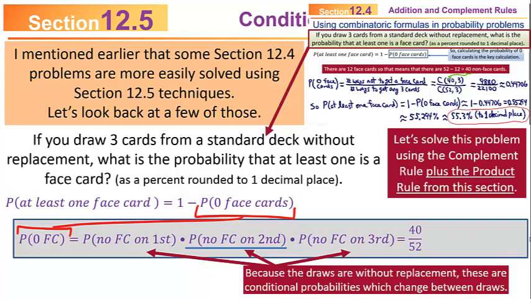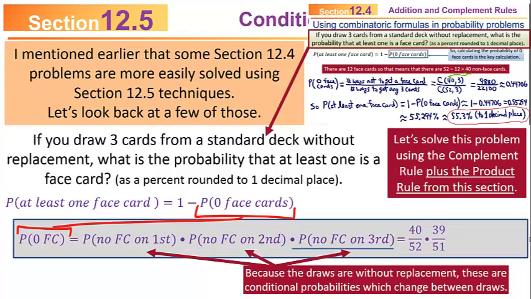So we got a non-face card on the first draw, so that leaves only 39 of them out of 51 because we're not putting the card back in. So the probability on the second draw of not getting a face card, well, there were only 39 face cards left out of 51 cards. And then you can see the pattern.